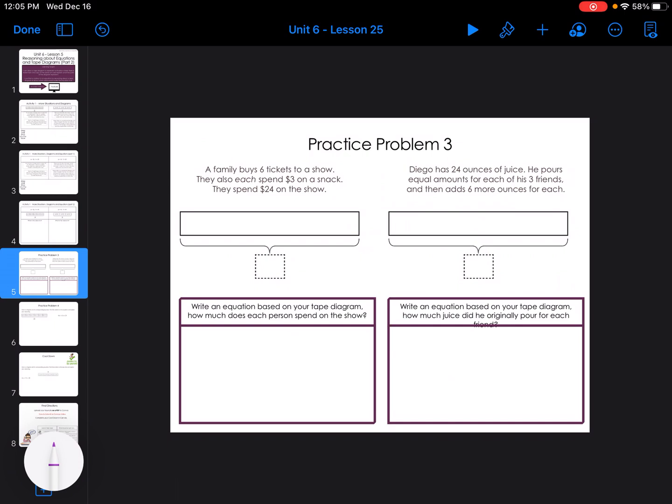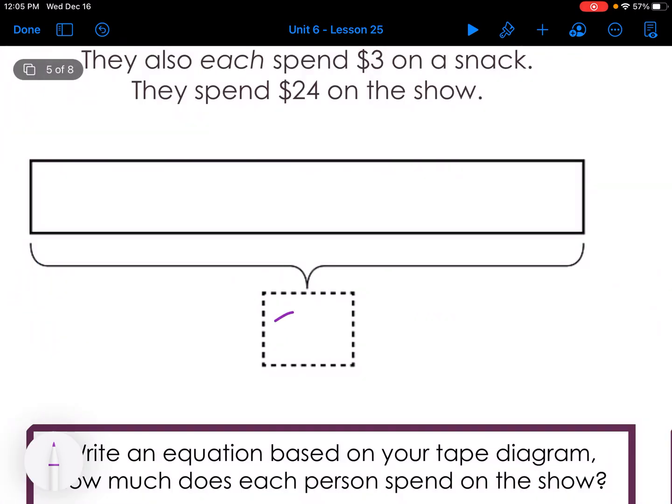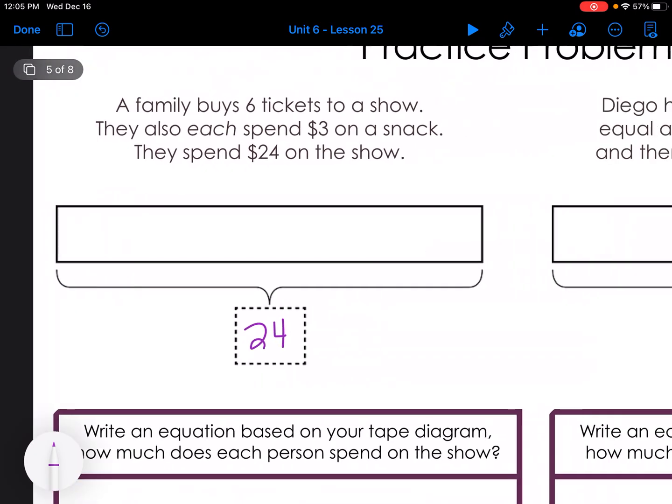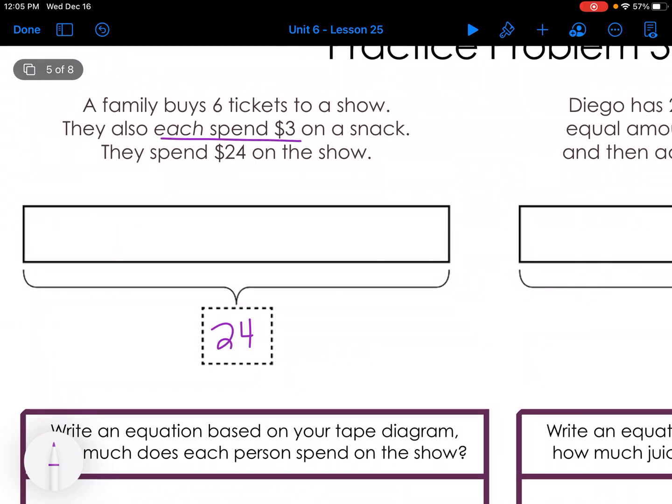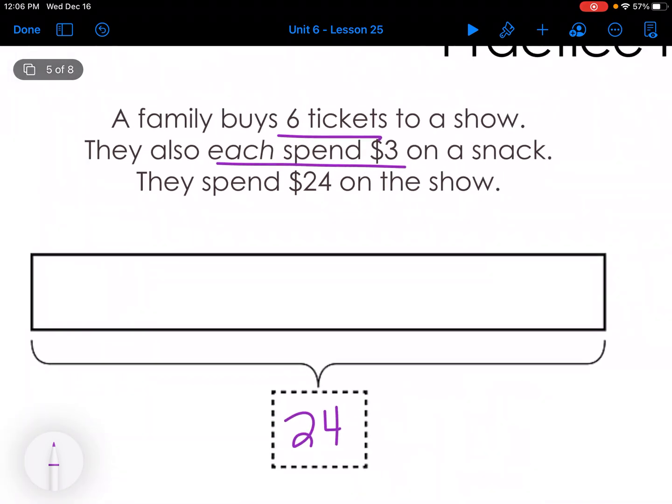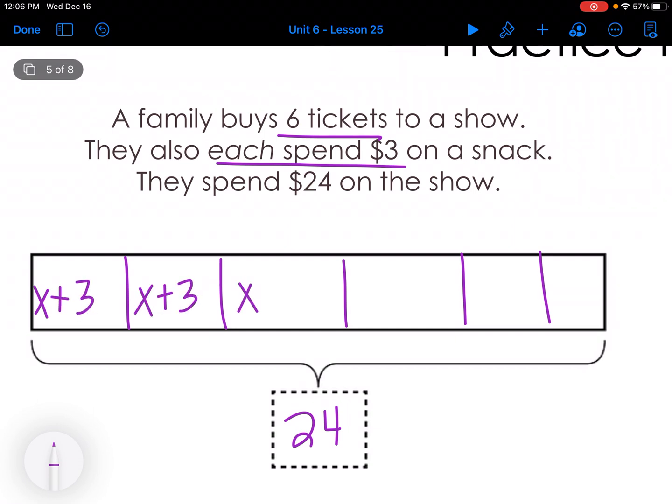All right, so a family buys 6 tickets to a show. They spend $3 on a snack. They spend $24 on the show. So I know right away the 24 goes here. I know they each spent $3 on a snack and they buy 6 tickets. So that's going to be the cost of the ticket plus the $3. And I'm going to have 6 groups of that. So that's 1, 2, 3. So that's x plus 3, x plus 3.